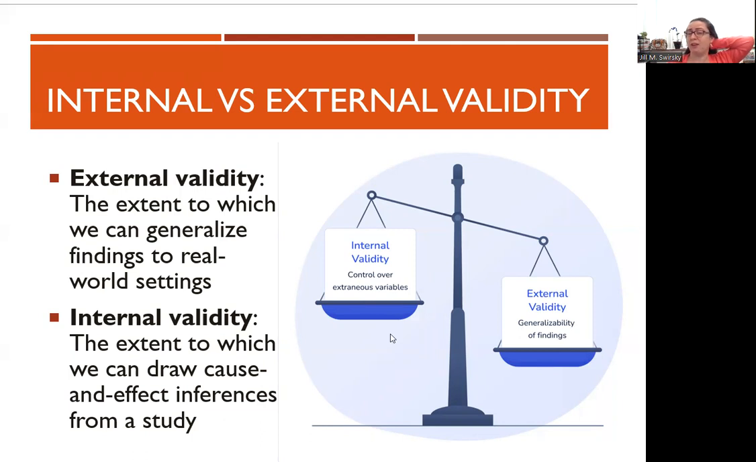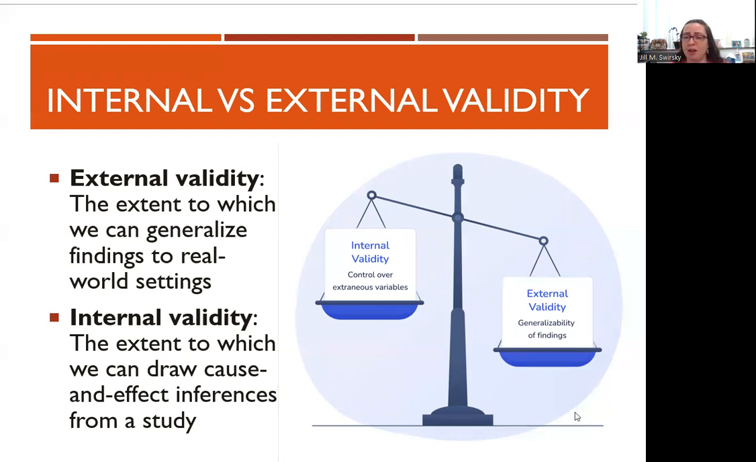I have no control over any of that. Internal validity and external validity are a trade-off. You will not find a study that's high in both. Usually you sacrifice one to get the other. You may be wondering which one is better or which one is more important. Depends on your research question. It depends on how you want to answer it.